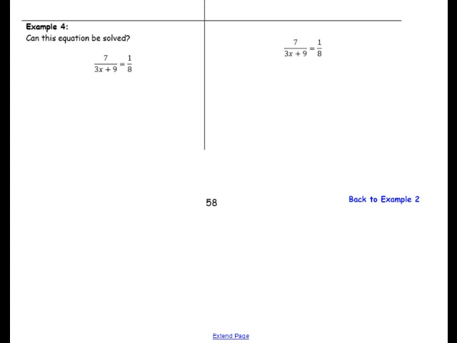Using the cross product, I'm going to work on the left side of the page. For our cross product, we'll have 7 times 8 is equal to 1 times the quantity 3x plus 9. We simplify that. 7 times 8 is 56. 1 times the quantity 3x plus 9 is simply 3x plus 9. Pause the video and solve the equation. Resume the video when you are ready to check your work.